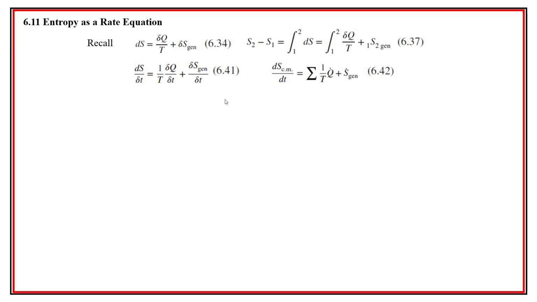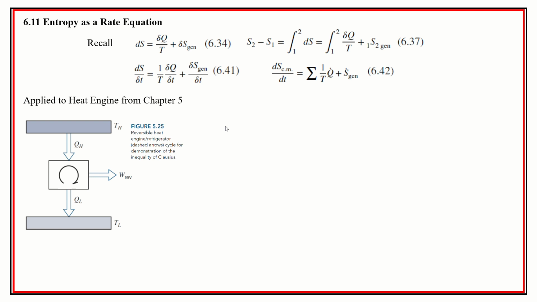But let's look at some interesting things using this rate concept as an entropy rate. Let's go back to a Carnot engine. This is a heat engine that we covered in chapter 5, where we have a high temperature source and a low temperature sink, and heat from that source is put into our engine. We're able to extract work out, but we must reject some heat for this to work. Then we define an efficiency based on this. But let's look at both the energy and entropy equations for this heat engine.